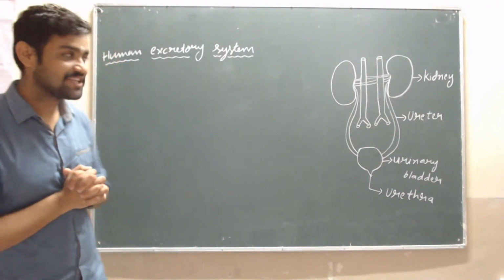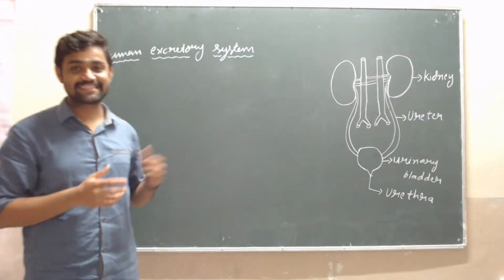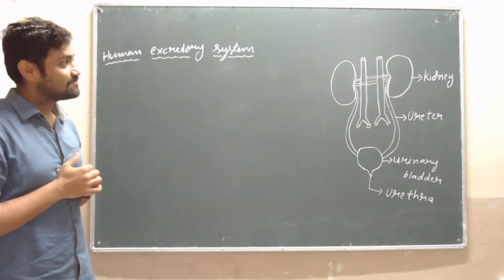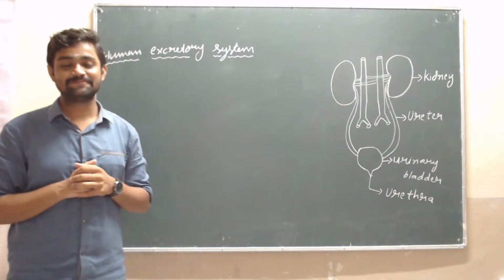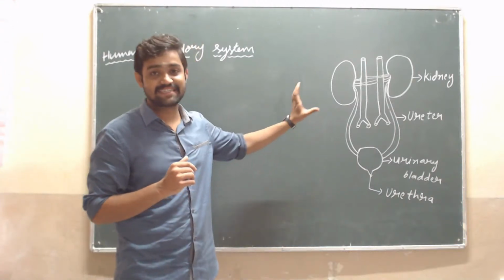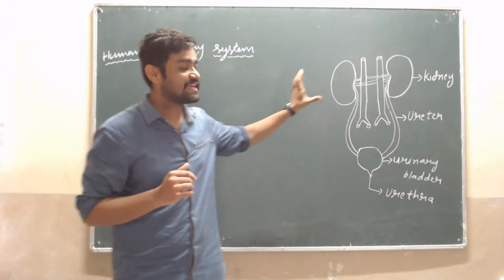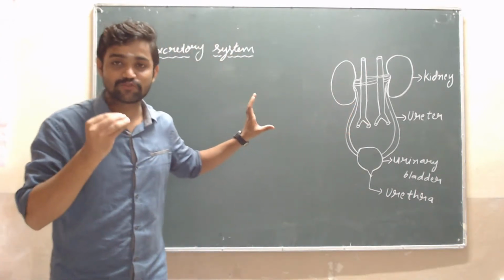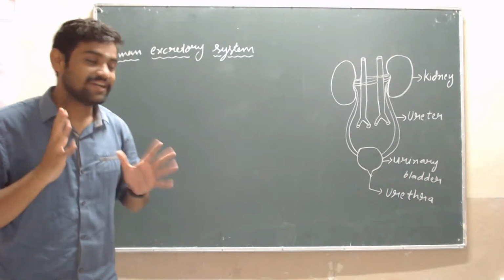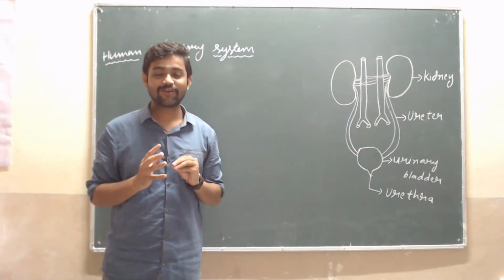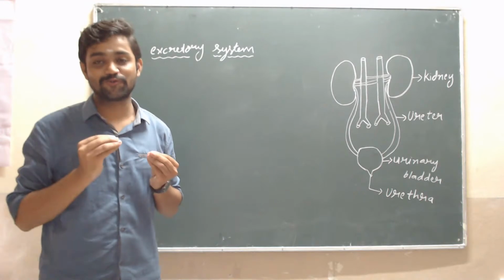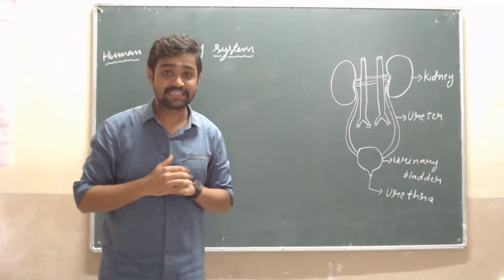In this video, I will explain the human excretory system. This is a diagram of the human excretory system. Before we start, what is the excretory system? It contains many organs that help us with excretion. In simple language, the excretory system helps us eliminate waste particles present in our body.